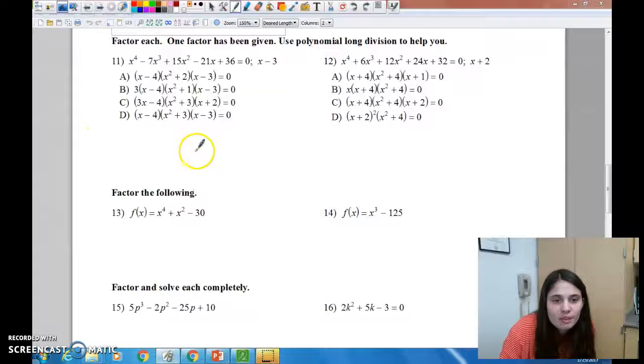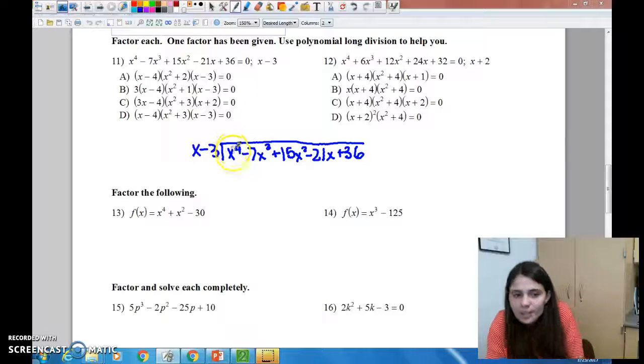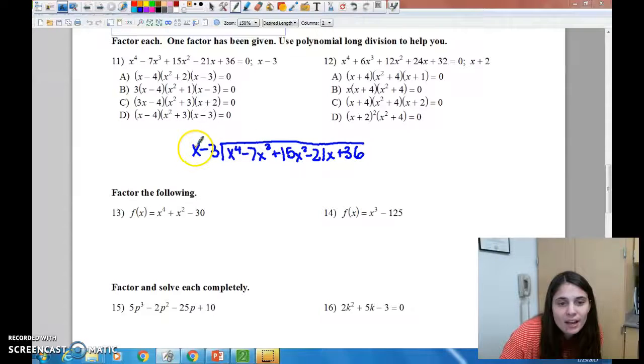So I'm going to go ahead and write it over here so I hopefully have enough room to do it. So I have x minus 3, and I have x to the 4th minus 7x cubed plus 15x squared minus 21x plus 36. So I'm going to start at the very beginning, and I'm going to do x to the 4th divided by x. Now if I divide out one of the x's, I should just have one less x. So instead of the 4th, I have x to the 3rd. So every time you should kind of be going down by 1 power. That can kind of help make sure you're doing things right.